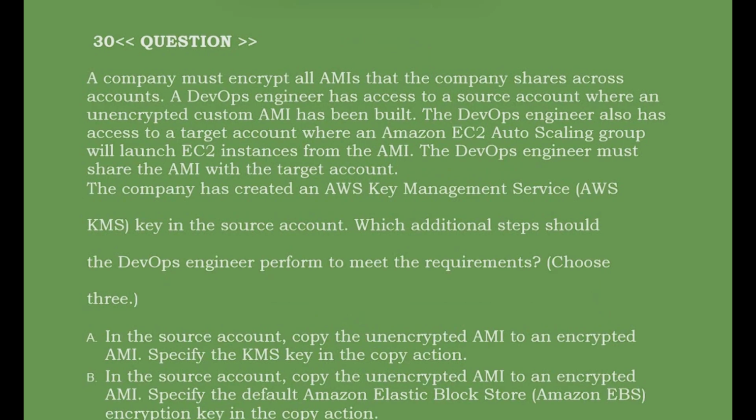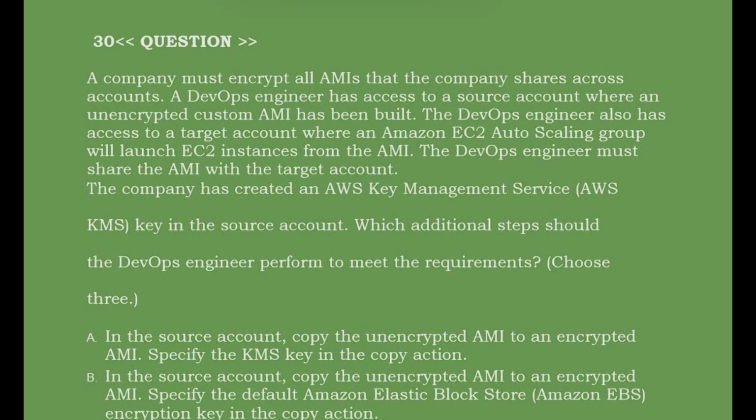Question is, a company must encrypt all AMIs that the company shares across accounts. A DevOps engineer has access to a source account where an unencrypted custom AMI has been built. The DevOps engineer also has access to a target account where an Amazon EC2 auto-scaling group will launch EC2 instances from the AMI. The DevOps engineer must share the AMI with the target account. The company has created an AWS Key Management Service AWS KMS key in the source account.